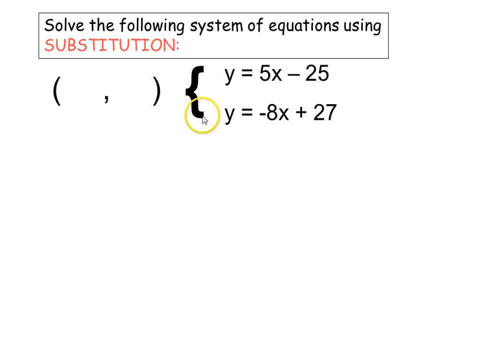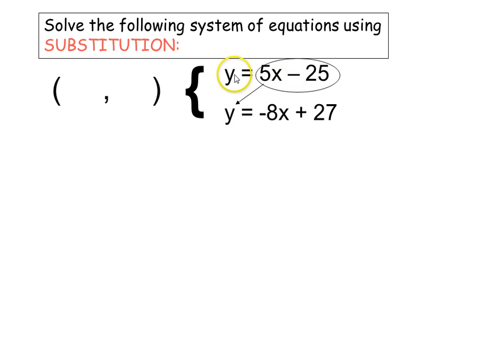So we have two equations here, y equals 5x minus 25 and y equals negative 8x plus 27. We're going to solve using substitution. And we know that y is equal to 5x minus 25. We also know that y is equal to negative 8x plus 27 because that is the system with which we are working. So what I can do here is take this 5x minus 25, and since this is equal to y, I can plug it in for this y here.